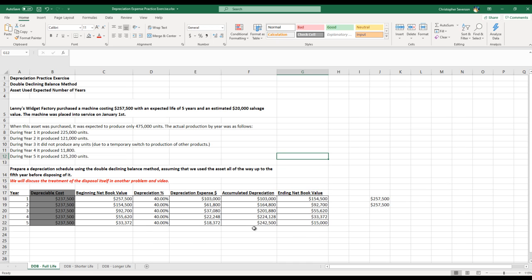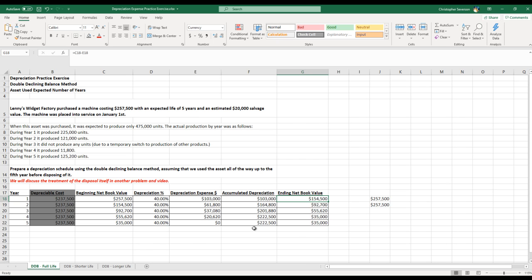Let's say that our salvage value was $35,000. Year 4 already puts us below that. So in that situation, we would have to adjust year 4 to whatever amount we need to just hit 35,000. And in that situation, year 5 wouldn't have anything because any additional dollars we took would push us below salvage value. So it's about two things.